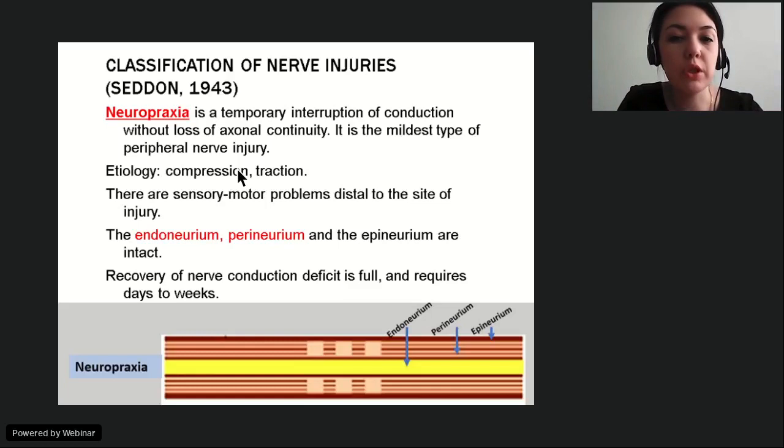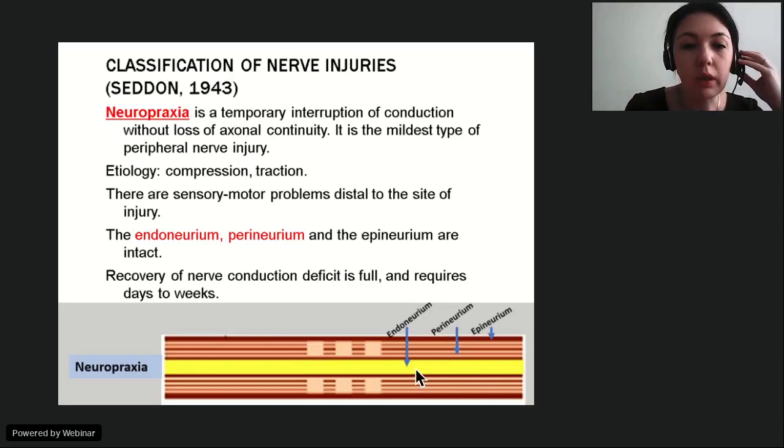So here, as we can see in this diagram, endoneurium, perineurium, and epineurium, all the membranes are intact. And recovery of the nerve conduction deficit is full and requires from days to weeks. So in case of neuropraxia, surgical intervention is not required.